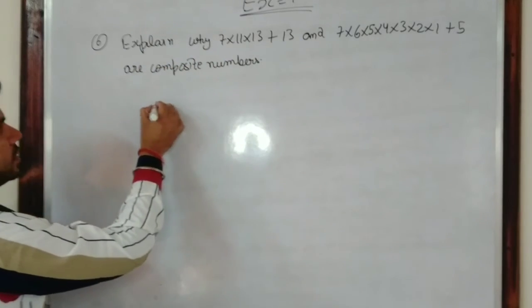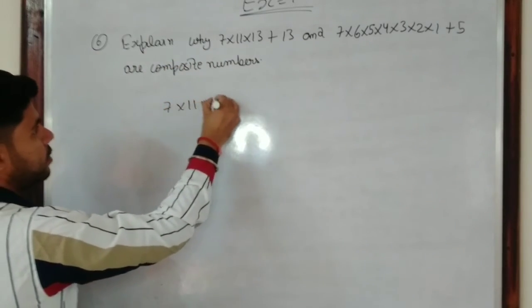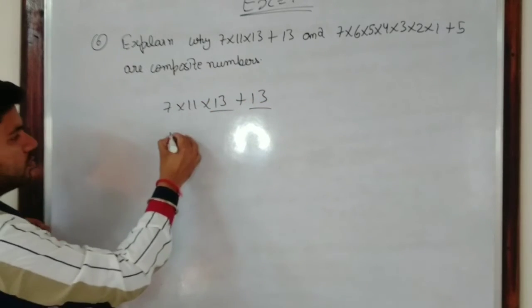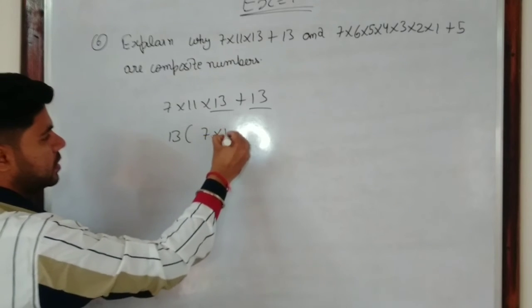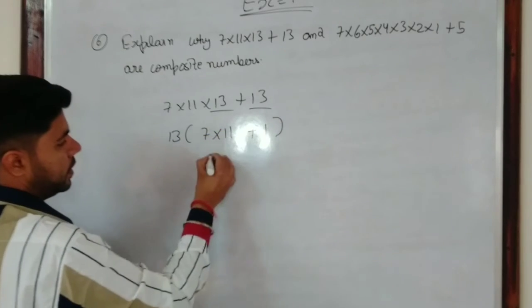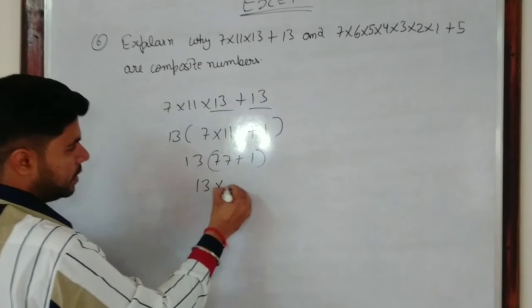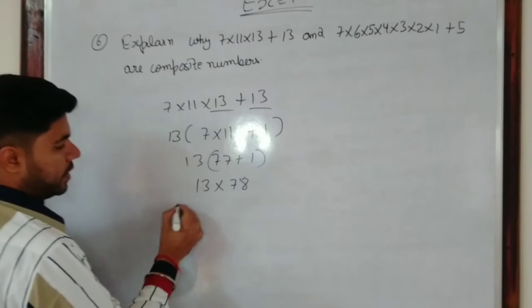So let's start with this 7 into 11 into 13 plus 13. Both have 13 here, so we take out the 13 common, plus 1. 77 plus 1 into 13, that is 13 multiplied by 78.